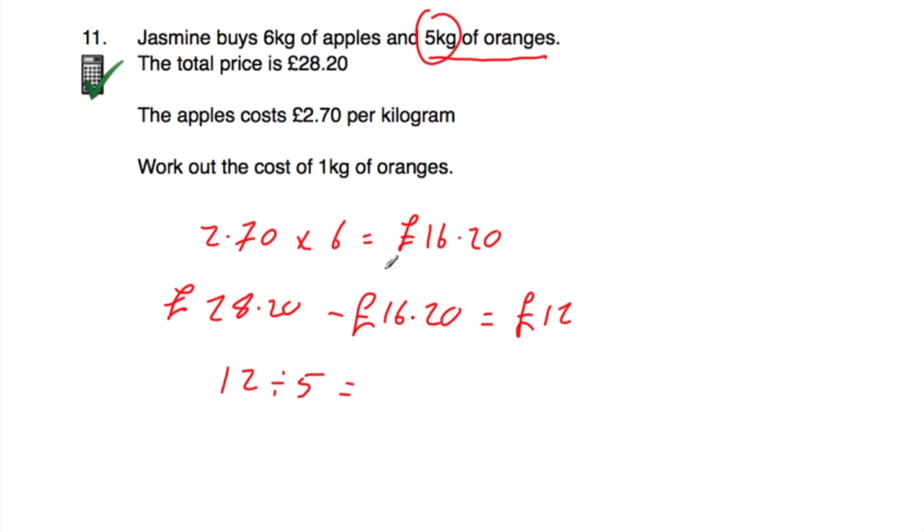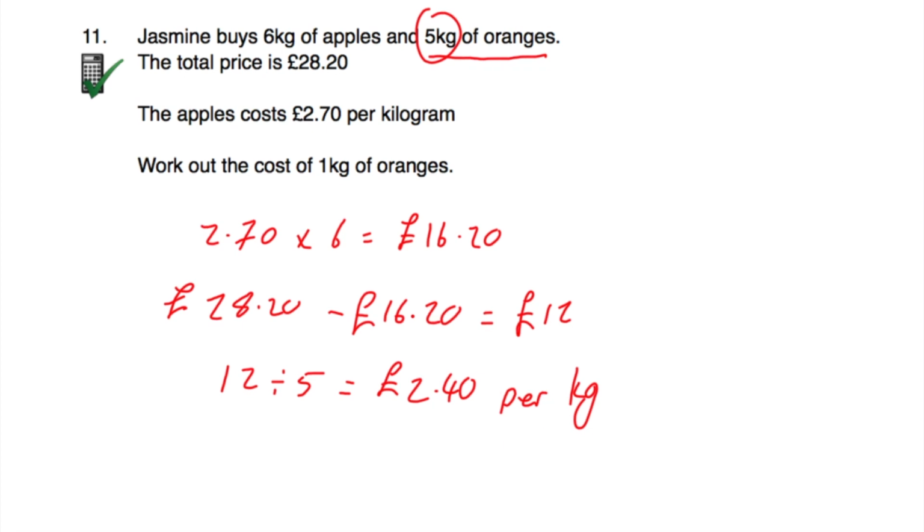So 12 divided by 5 is equal to 2.4. Because we're dealing with money, that would be £2.40. So it's £2.40 per kilogram. So that's the cost of the oranges, £2.40 per kilogram. And that's it. Okay, let's have a look at question number 12.